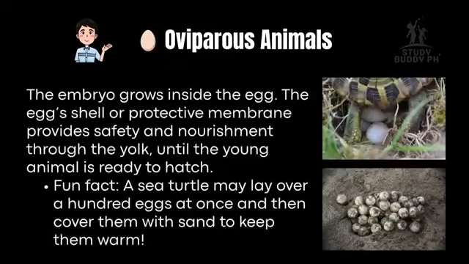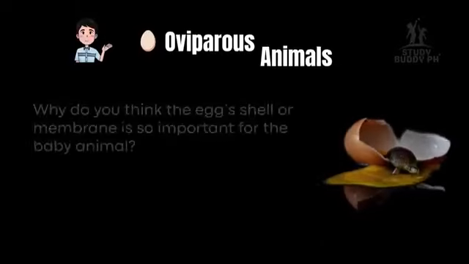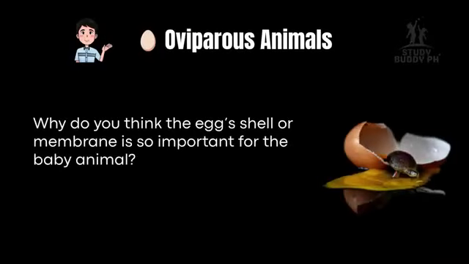The embryo grows inside the egg. The egg's shell or protective membrane provides safety and nourishment through the yolk until the young animal is ready to hatch. Fun fact: a sea turtle may lay over 100 eggs at once and then cover them with sand to keep them warm. Why do you think the egg's shell or membrane is so important for the baby animal?